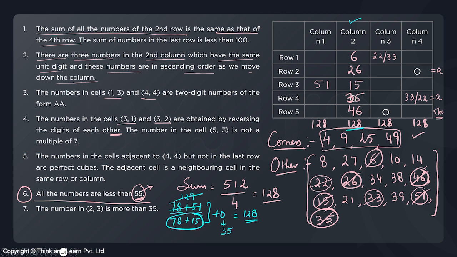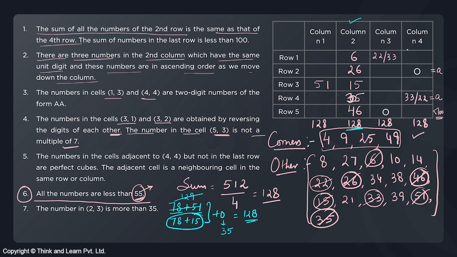We have found out column 2 completely. Which number would appear where? That we have completely calculated now. Let us move ahead from here. Next number. Now he says the number in the cell 53 is not a multiple of 7.